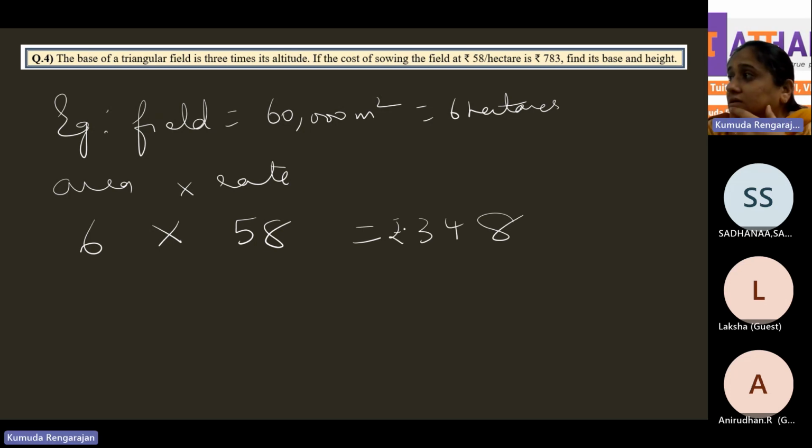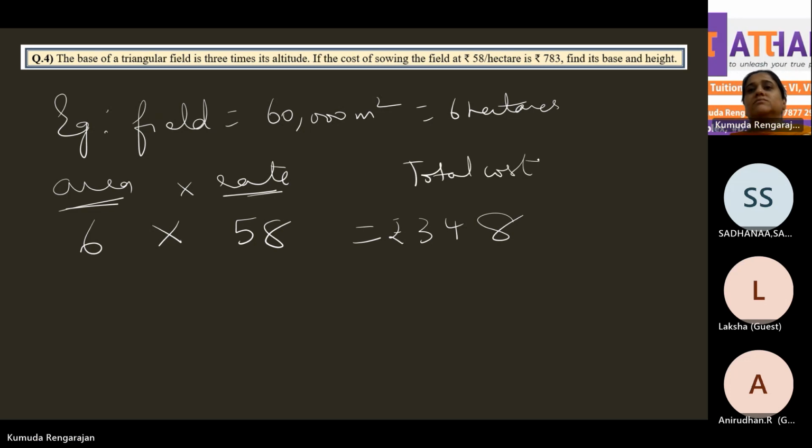You are inquiring. You want to sow seeds in your field, and the person says for 1 hectare, I'll charge 58 rupees. Now your field has an area of 6 hectares. So how much money will you spend? 1 hectare is 58 rupees, my field area is 6 hectares, so 6 hectares will be 6 into 58, 348 rupees. So what are you multiplying? The area of your field into the rate will be your total cost.